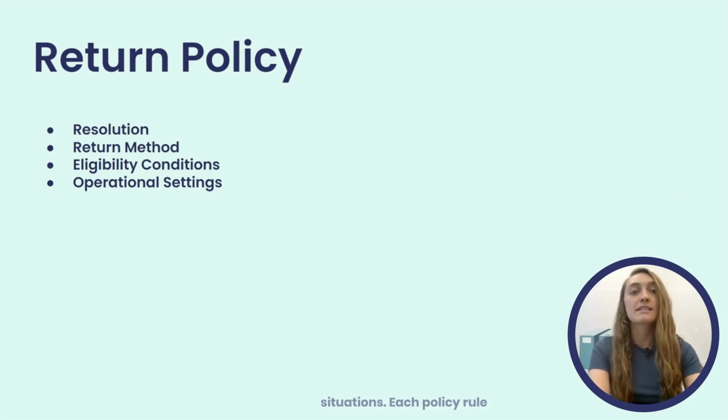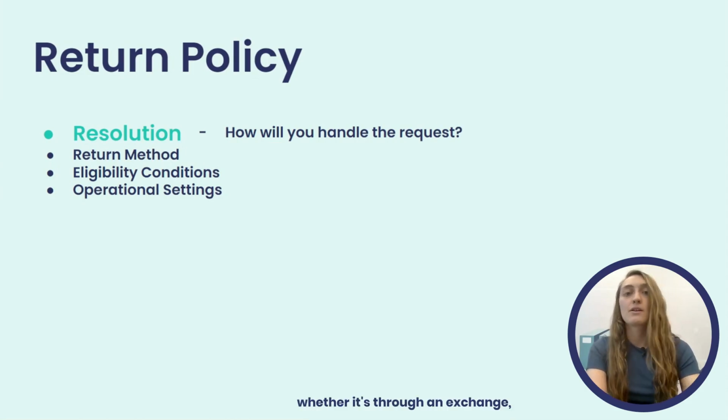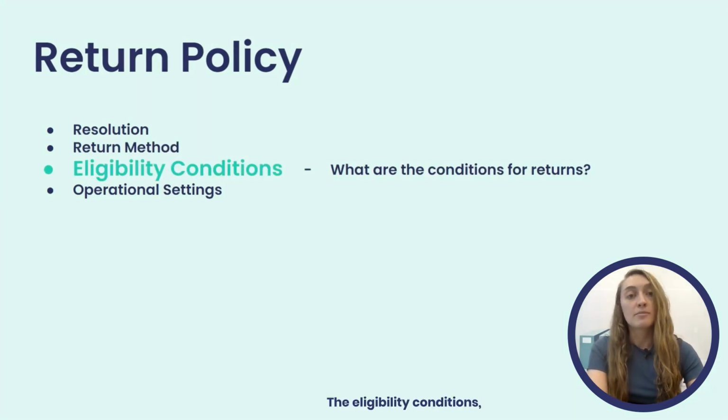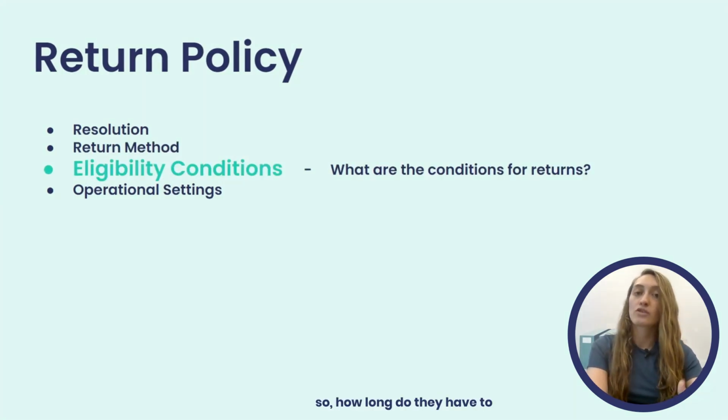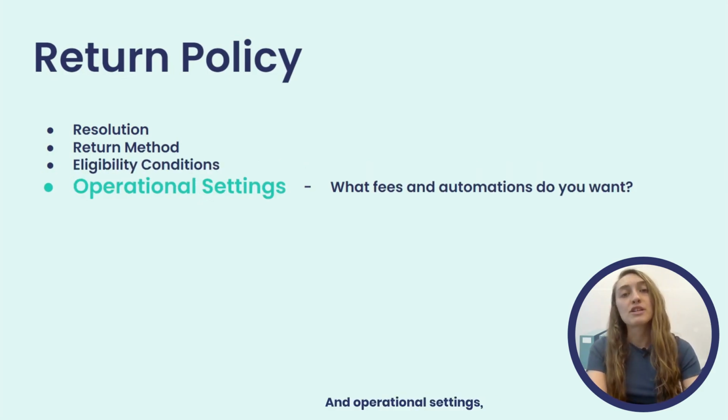Each policy rule consists of 4 elements. The resolution, which is how you'll handle the request, whether it's through an exchange, a refund, store credit. The return method, which is how the customer will ship back the returned items, if at all. The eligibility conditions, so how long do they have to request a return, what orders or customers or items are accepted, what are the conditions for a return to be eligible, and operational settings.